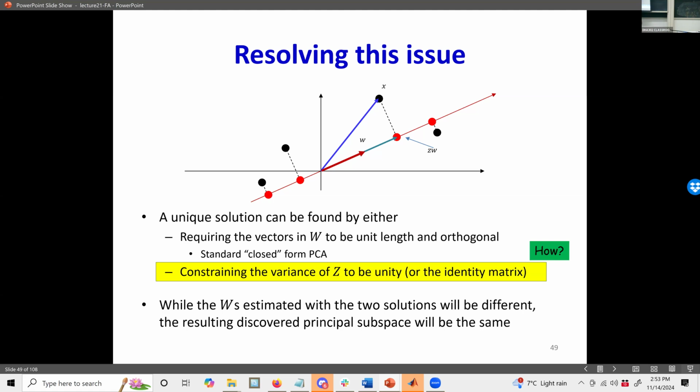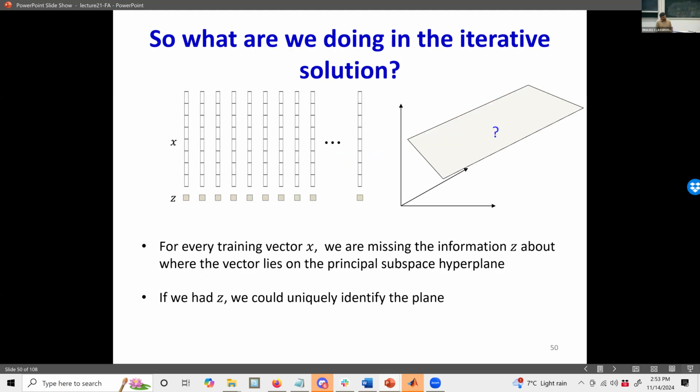What exactly is happening when I'm constraining the variance of Z to be unity or the identity matrix? This is what's happening. We go back to our original problem. I had a collection of data points. I was trying to find the principal subspace, but when I find the principal subspace, I have to do two things. I have to find bases on the principal subspace because the bases define the subspace. And then I have to find the coordinate of every point in this subspace in terms of these bases. So I need the Z and I need the W, right? And we saw from here that if Z was given, that's enough to estimate W. Corresponding to every data point, there's a Z. So we are saying we're missing the Z, the coordinates for each data point. And if the coordinates were available, the solution is easy.